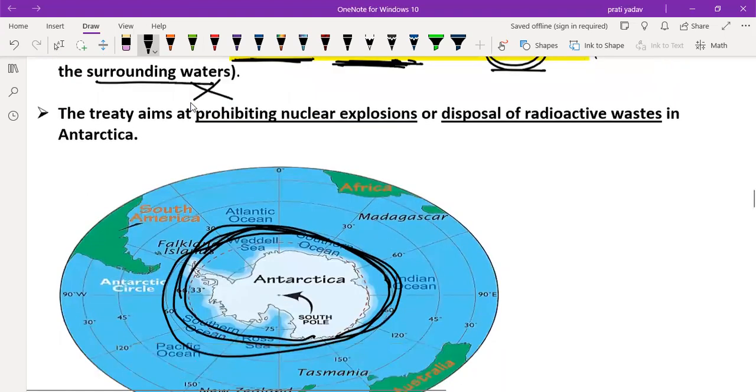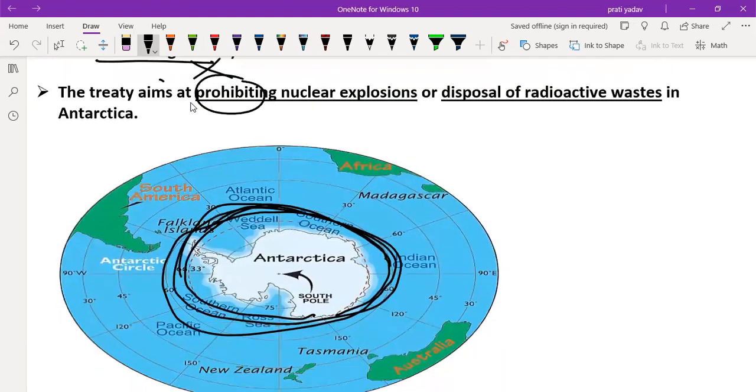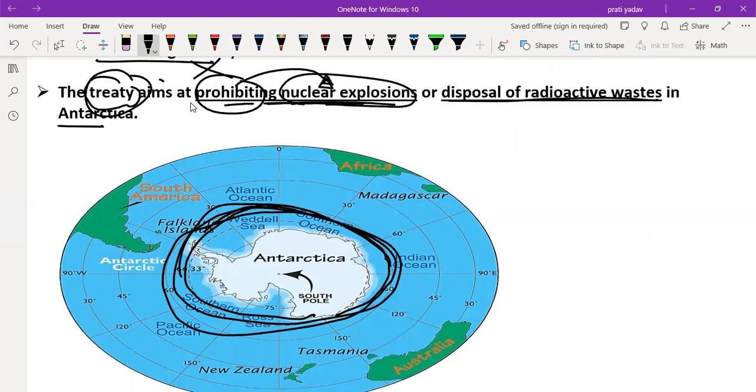The treaty aims at prohibiting nuclear explosions and the disposal of radioactive waste. So this treaty prohibits the explosion of nuclear weapons as well as the disposal of radioactive waste. This treaty is very, very important.